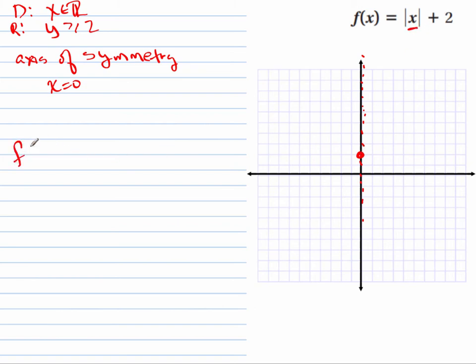So it's equal to x plus 2 when x is greater than or equal to 0, and it's equal to negative x plus 2 when x is less than 0. So this will have a line with slope 1, and this part will have a line with slope negative 1.